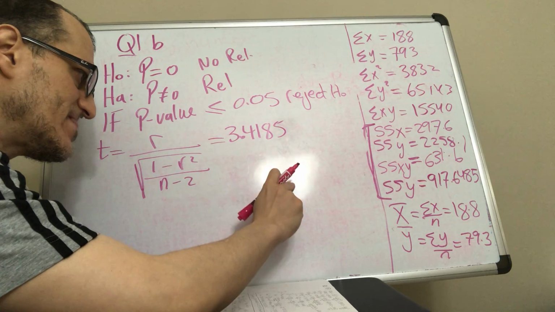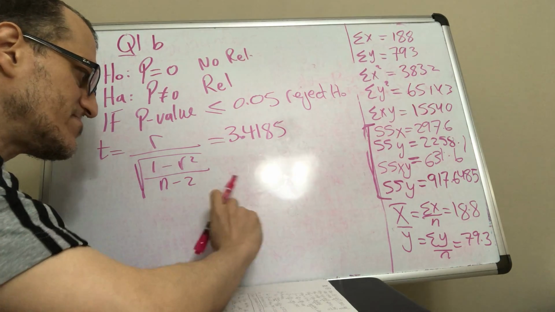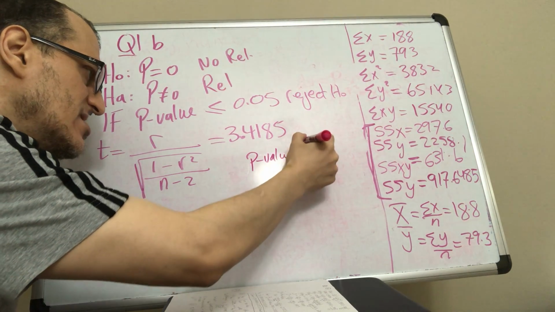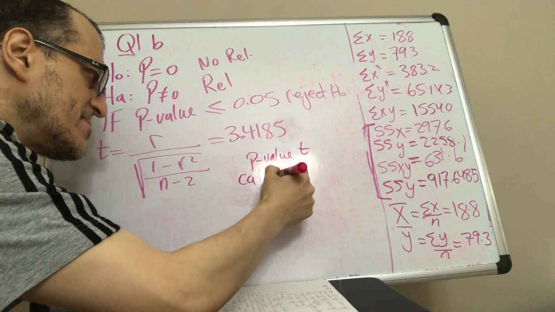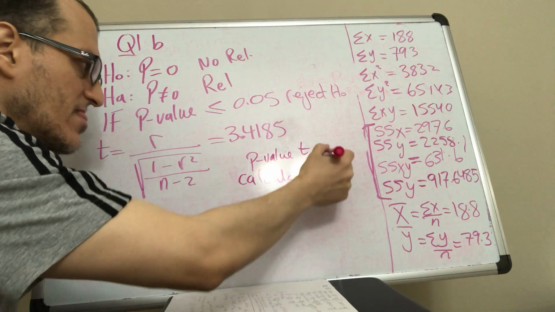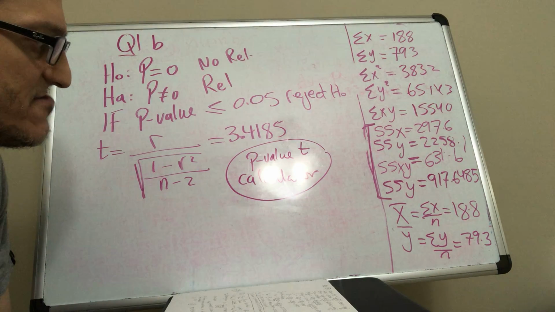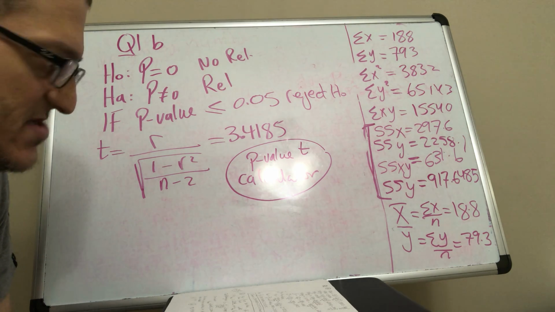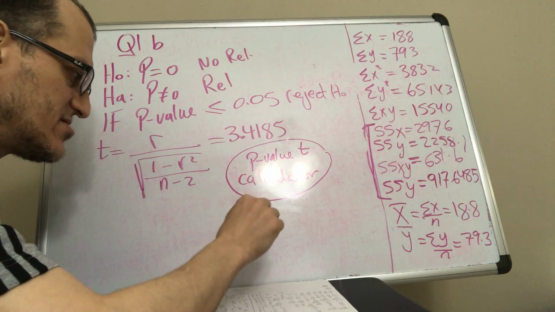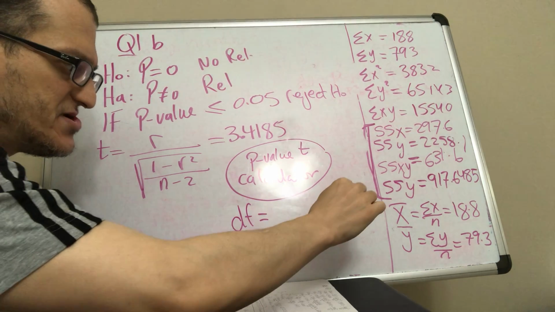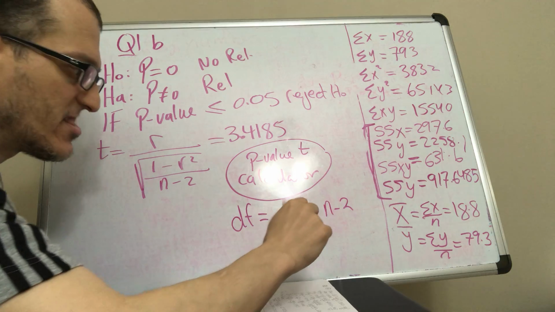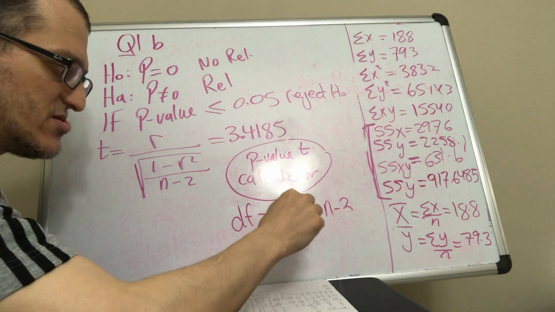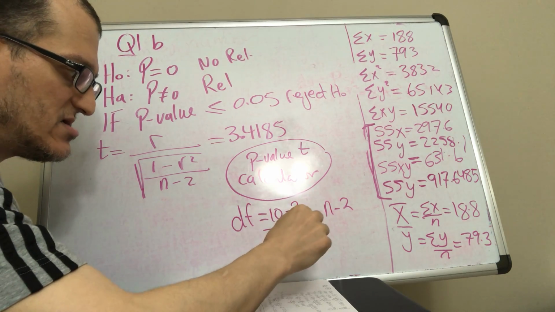Now, you can go to Google and search for a p-value t calculator. There are a lot of websites that help you find the p-value. They will ask you for the degrees of freedom. Degrees of freedom is always n minus 2 for regression. And since there is a sample of 10, your degrees of freedom is 8.